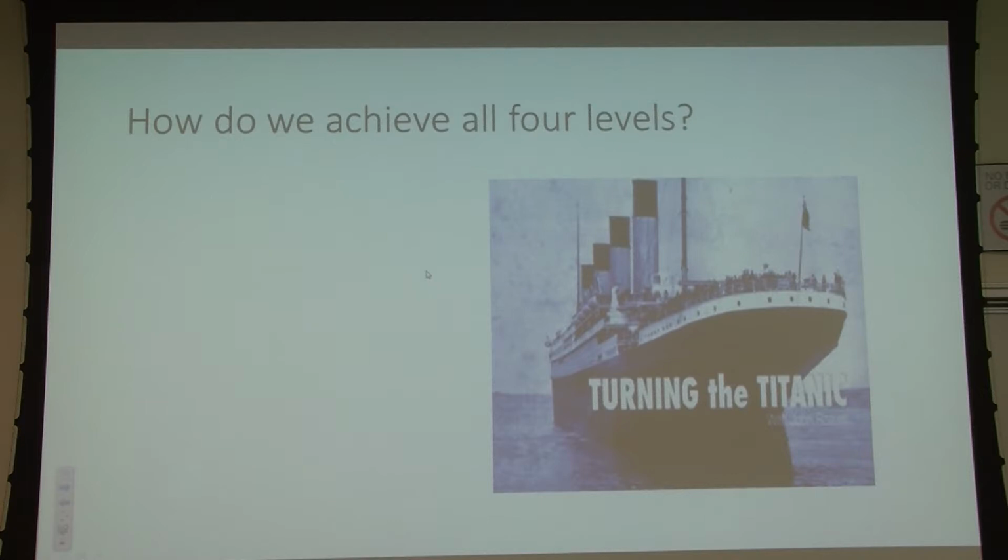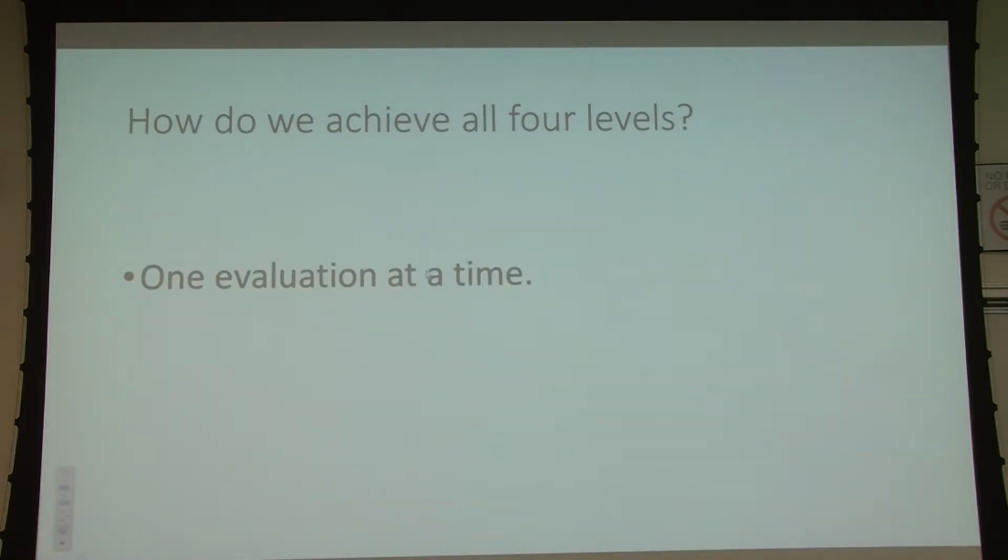All right, so remember I had this, turning the Titanic, okay? How do we achieve all 4 levels? And this was how I thought about it today: you do it one evaluation at a time, okay? Do a good evaluation, do a good report, and do a good explanation. If you can't write a long report, then give a real thorough explanation at the meeting, okay? I believe that you've got the pieces to do that already.